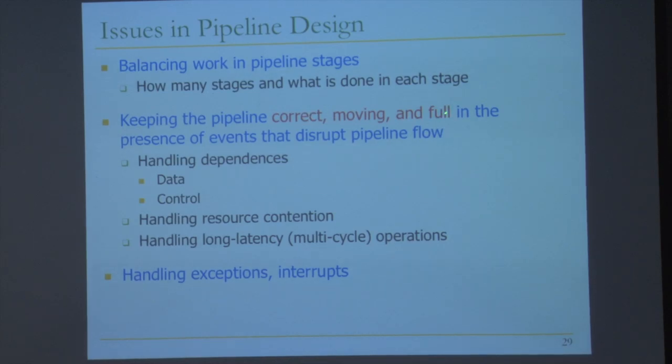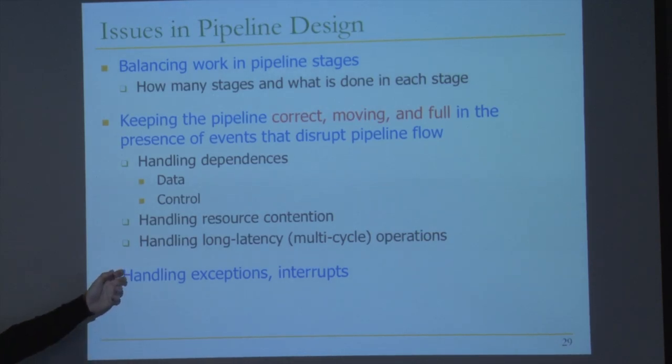Basically, correct, moving, and full. That's what you need, right? Correct means you should get the correct result. Moving means you shouldn't deadlock. And full is good for performance, right? Assuming these two are satisfied. You can keep the pipeline full, but if you're deadlocked, nothing progresses, right? OK, so we'll talk about dependency handling and resource contention. And finally, the other fundamental issue is handling exceptions and interrupts. This is true for any machine, and I've asked you this question in the microprogrammed machine too. How do you actually handle exceptions and interrupts here?